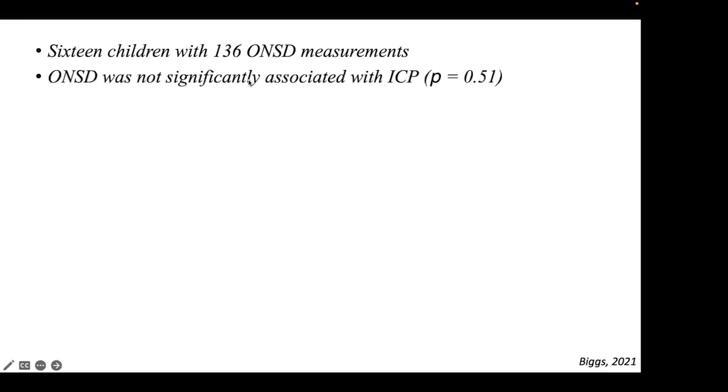In a separate study, which was completed in the intensive care unit of 16 children who were suspected to have intracranial hypertension or at risk of intracranial hypertension with invasive intracranial pressure monitor, the researchers performed optic nerve sheath diameter assessments, 136 of them, and compared these with invasively measured intracranial pressures, and found that the nerve sheath diameter was not associated with intracranial pressures.